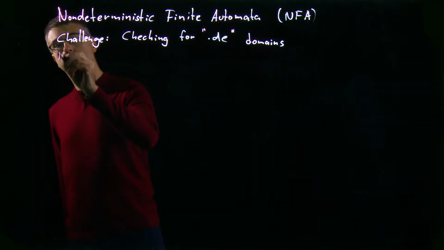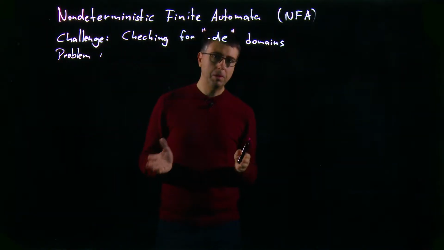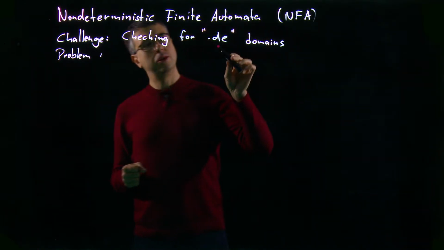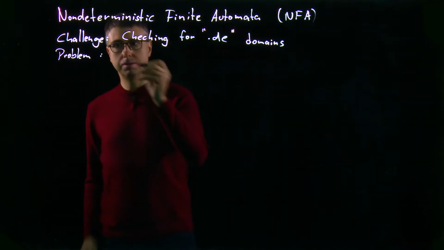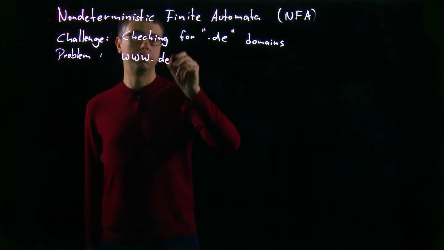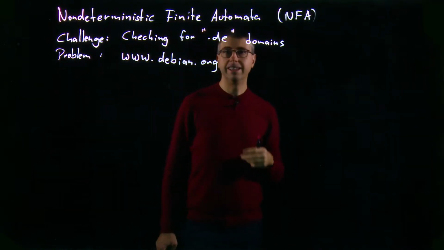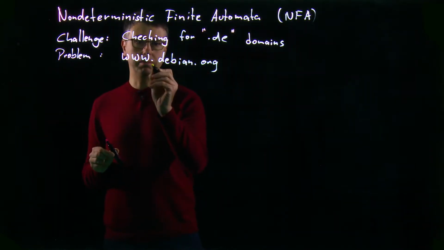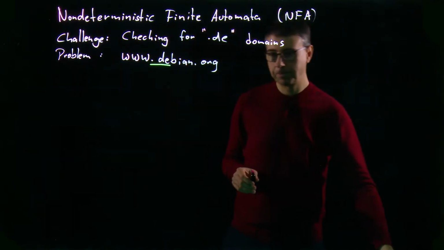However, problem. Remember, we are passing the string from left to right. So once we've seen .de, we are not ready yet, because there's something like, for example, www.debian.org. That's for sure not a DE domain, so it's not a German domain, but we still have this substring .de. And that's something that makes it more complicated for a deterministic automaton.